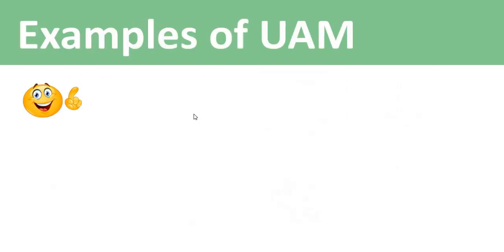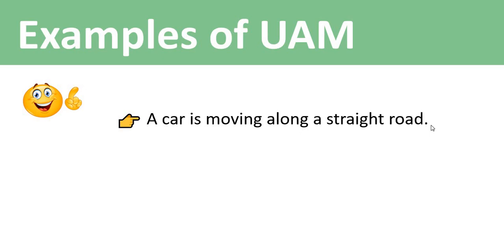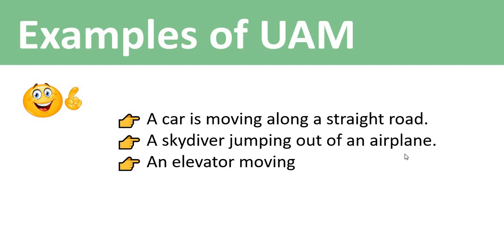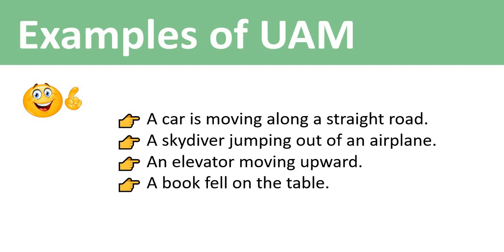Examples of uniformly accelerated motion are a car moving along a straight road, a skydiver jumping out of an airplane, an elevator moving upward, and a book falling on a table.